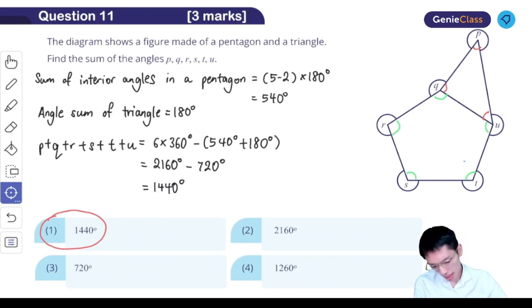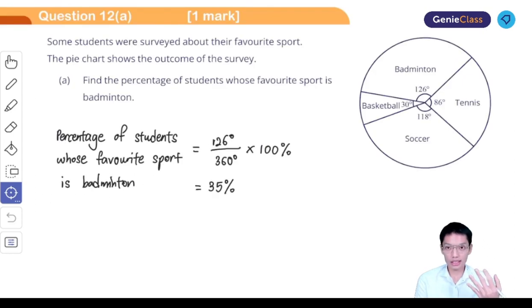Okay, now next question I want to go through. The reason why I put this question here is because it's a follow-up. This one over here should be quite straightforward. Percentage of students whose favorite sport is badminton. They give you a pie chart, with the angles given.